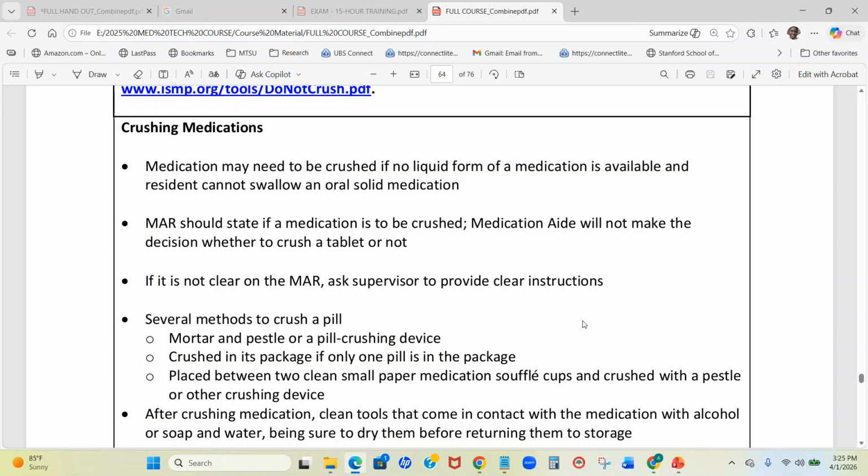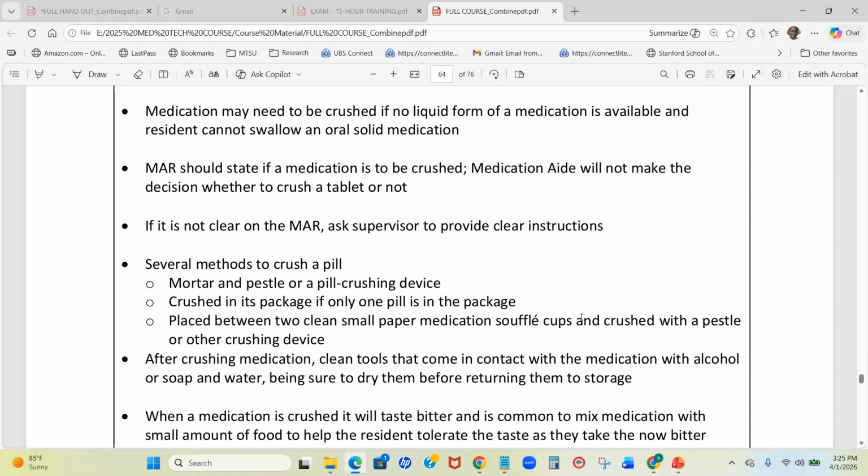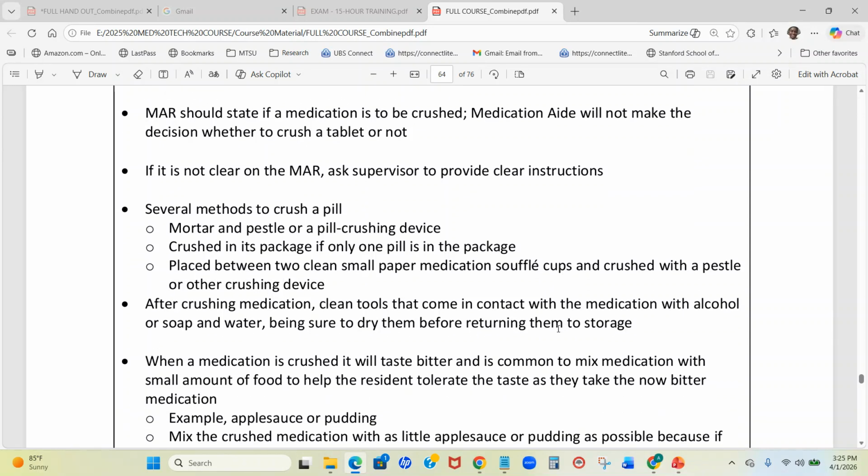So crushing medications. Medication may need to be crushed if no liquid form of a medication is available and the resident cannot swallow an oral solid medication. In the MAR, it should state if a medication is to be crushed. The med aide will not make the decision whether to crush a tablet or not. You don't make that decision, okay? The doctor has to make that decision. If it is not clear on the MAR, ask the administrator if you are the supervisor there. Okay. If you are the supervisor in charge, ask the administrator.